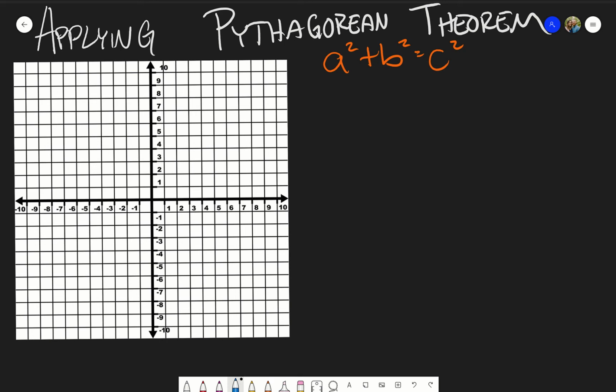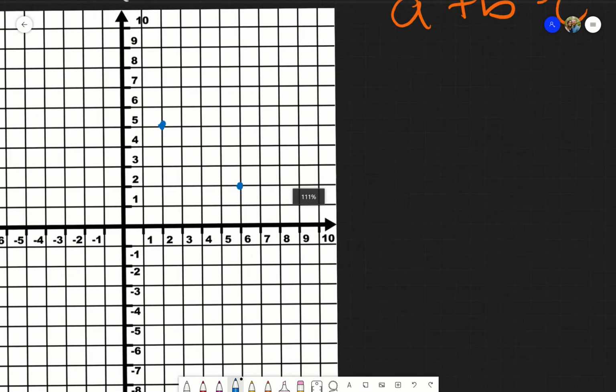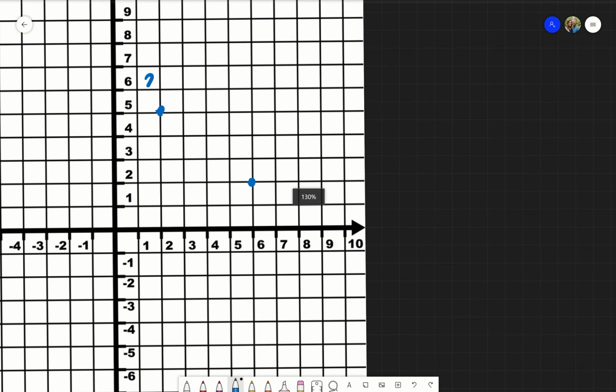One example of that is finding distance on a graph. And so we're going to deal with that today. We're going to be finding the distance of 2 points on a graph. Now, let's say I have the point right here, and we'll say right here. So here we have 2, 5, and here we have 6, 2. I want to find the distance between these 2 points. And I want to find this line that goes in between those 2 points.